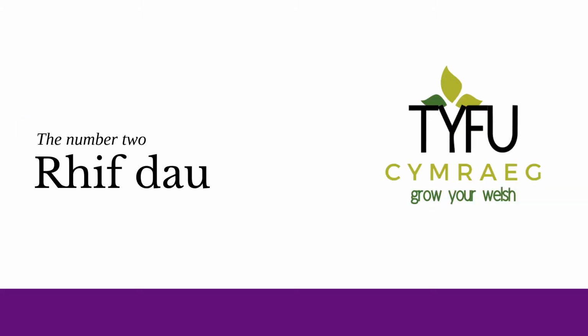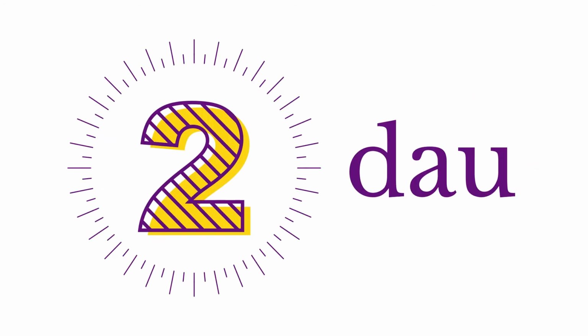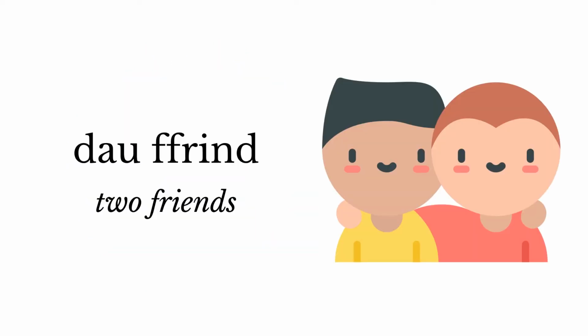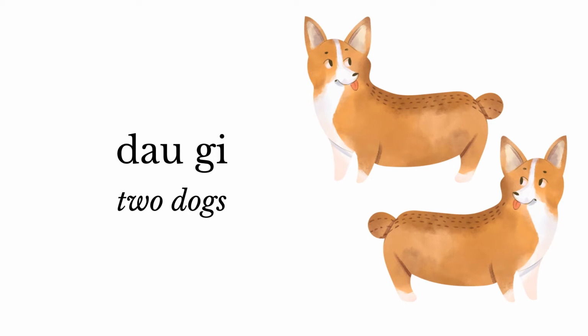Croeso. The session today is going to be about the number 2. Rhif 2. 2. Dau ffrind. 2 friends. Dau ci. 2 dogs. Dau gi.